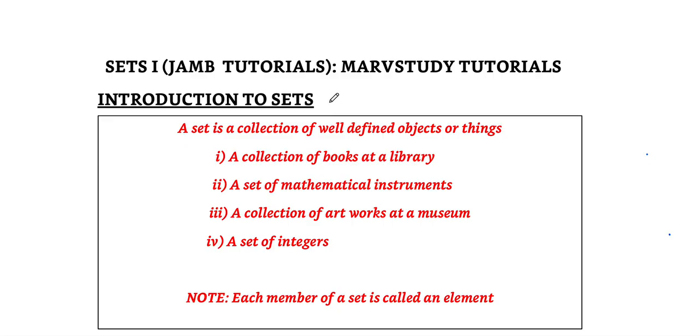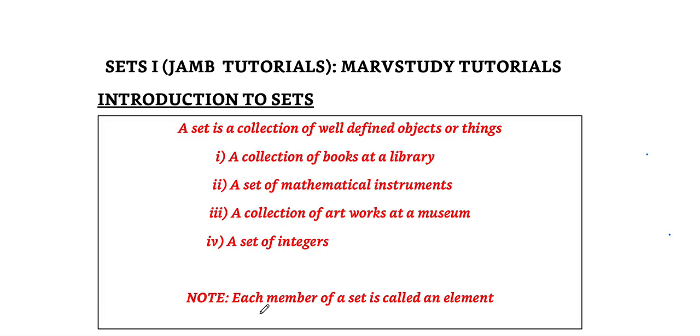So, first off, it says a set is a collection of well-defined objects or things, a list of things, a group of objects that are actually related to one another, right? That's what it says. It's a collection of well-defined objects or things. As you can see on the screen, we're giving different examples. We have a collection of books at a library, a set of mathematical instruments, a collection of artworks at a museum, a set of integers. Yeah. So this is what a set is all about.